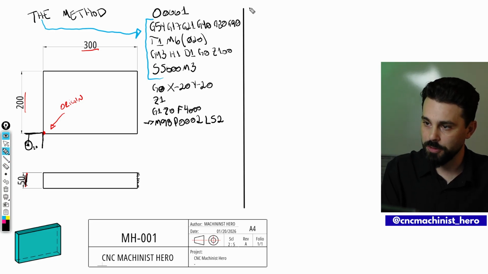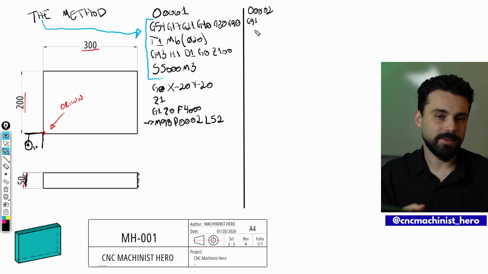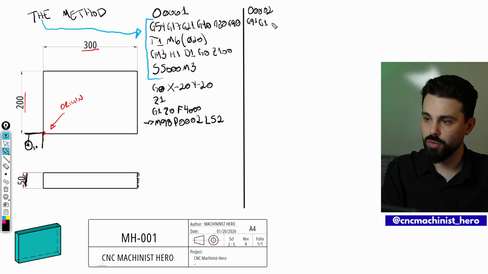Let's create program number 2. 0, 0, 0, 2. Next step, I'm gonna activate G91. That's my incremental coordinate system. My origin is gonna be at the point that the tool is. G91, G1, Z -1, F 4000.